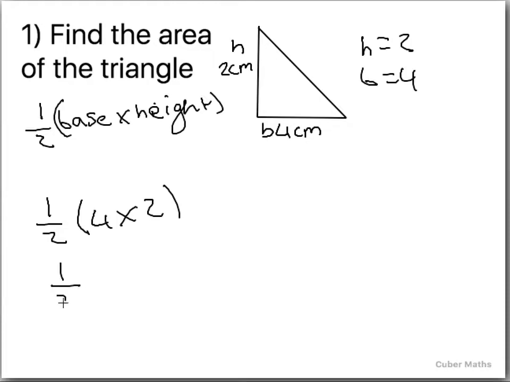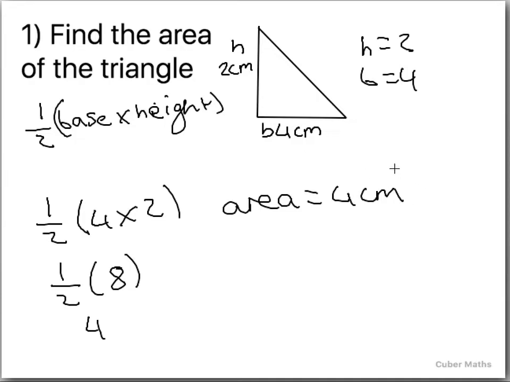So we've got half 4 times 2, and 2 4s are 8. So we've got half of 8, and half of 8 is 4. So the area is equal to 4 centimetres squared.